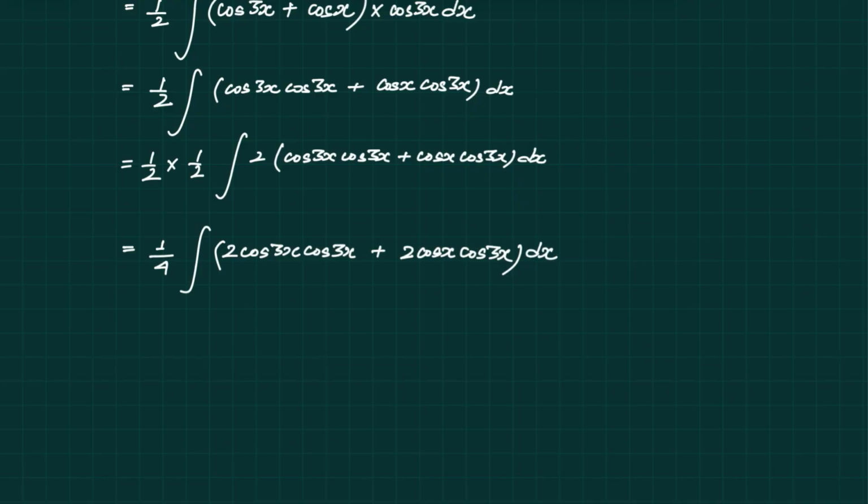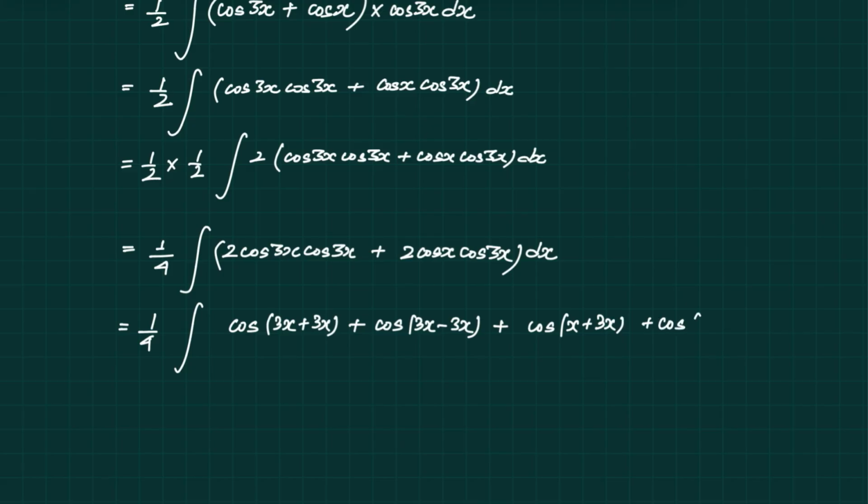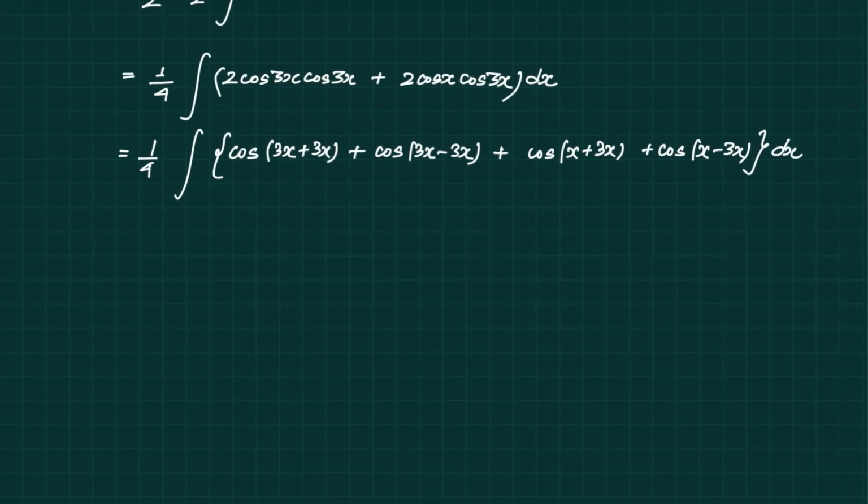dx. Now let us use the same formula, that is 2 cos a cos b. Then this first term will be cos of a plus b plus cos of a minus b, plus evaluating 2 cos a cos b, here also we will have cos of a plus b plus cos of a minus b dx. See, till now we have not integrated yet. We are just modifying the given function to its simplest form.